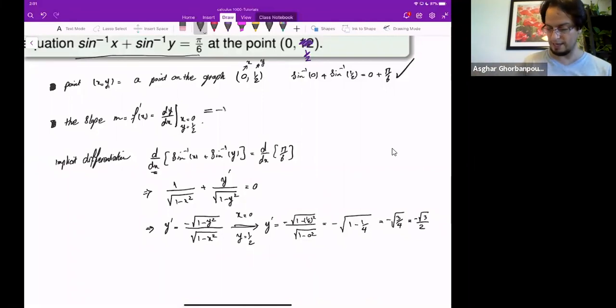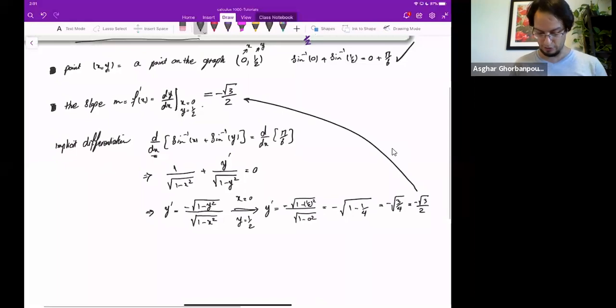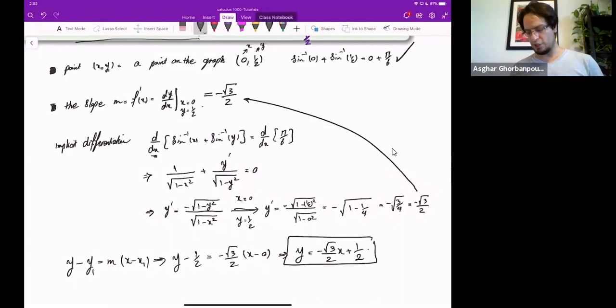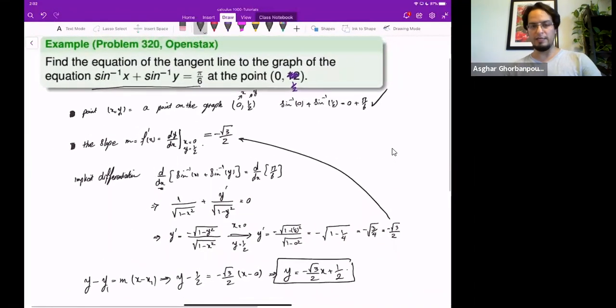Let me write it back here, and we have the point. What you do next is write the equation y minus y1 equals m times x minus x1. Y1 is 1/2, m is negative root 3 over 2, x minus 0. So this is y equals negative root 3 over 2 x plus 1/2. And that is the equation for the tangent line to the graph of the curve given by that equation.